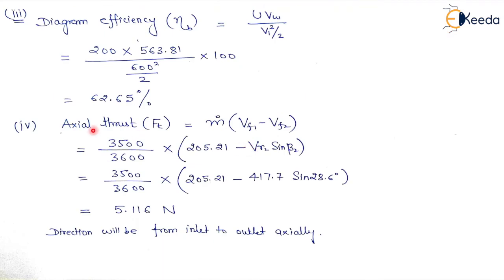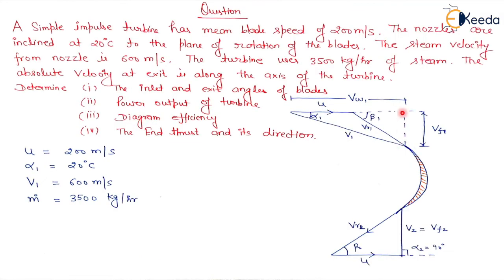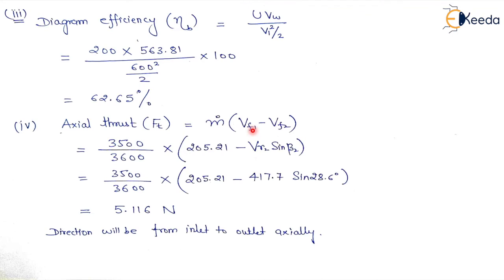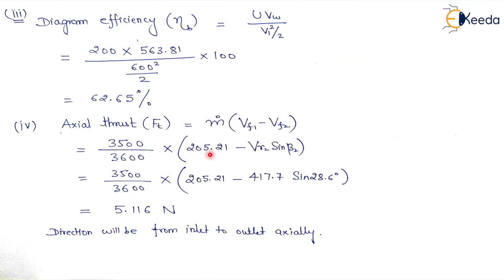Okay. Now the last part of this question is the end thrust and its direction. What is the end thrust? End thrust is axial thrust basically, and axial thrust is equal to mass flow rate into change in flow velocity component. That means VF1 minus VF2. So mass flow rate is this one, and we got the value of VF1. From this you can calculate easily the value of VF1. VF1 is equal to V1 sin alpha 1. So 205.12 is the value of VF1.